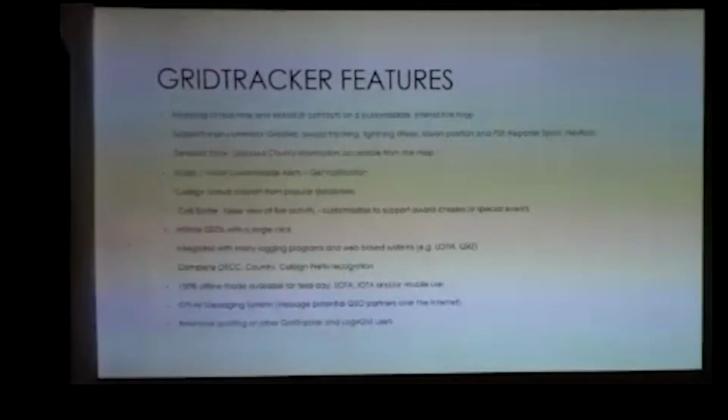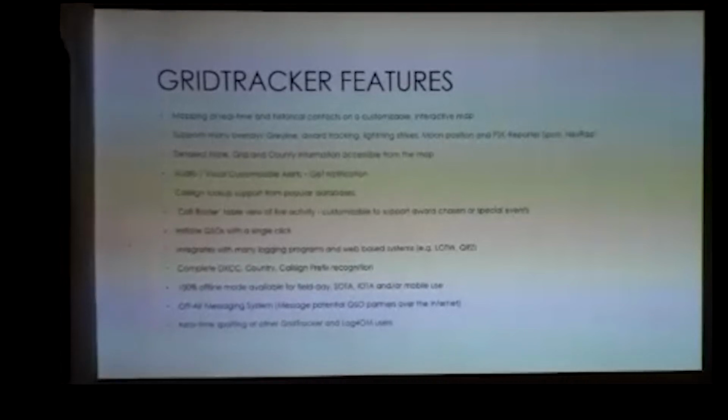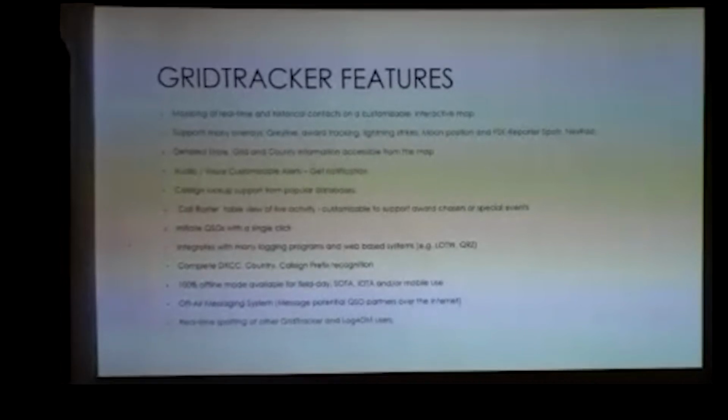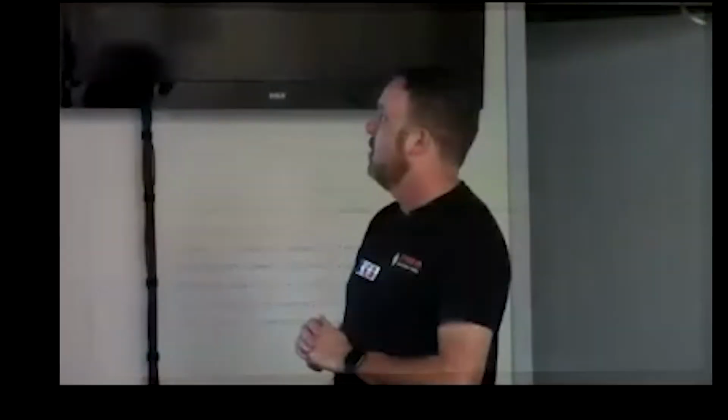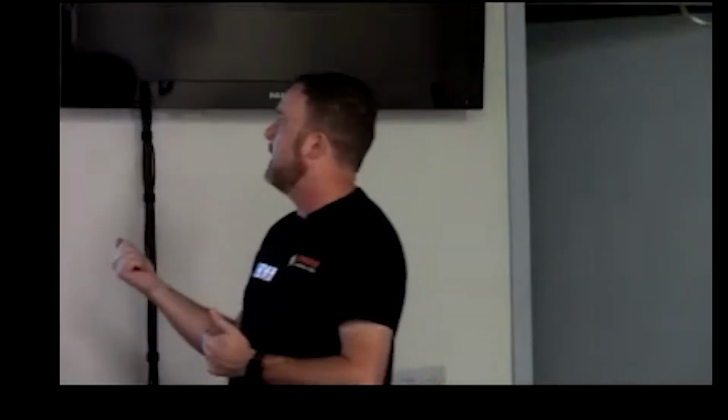Many overlays. The gray line, so you can see the day-night boundary. Why do we care about that? Because if you're operating on the gray line, you can make contacts that were perhaps a lot harder to make otherwise. So there are some new opportunities along the gray line. Again, I mentioned award tracking, lightning strikes. Where's the moon, if you want to do EME. I mentioned the PSK Reporter spots and NEXRAD.